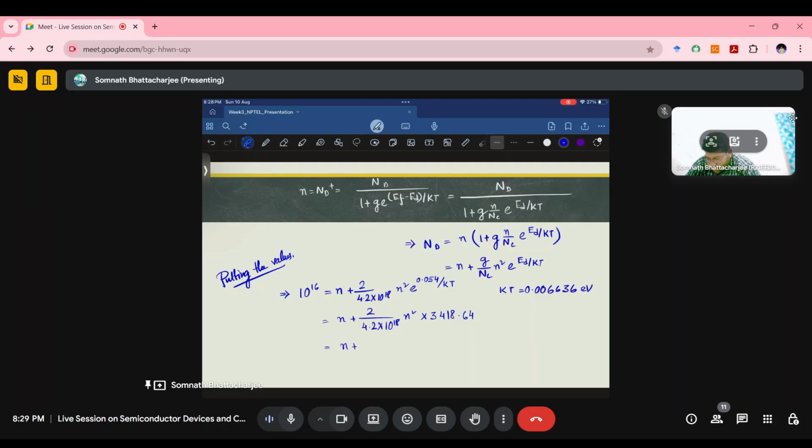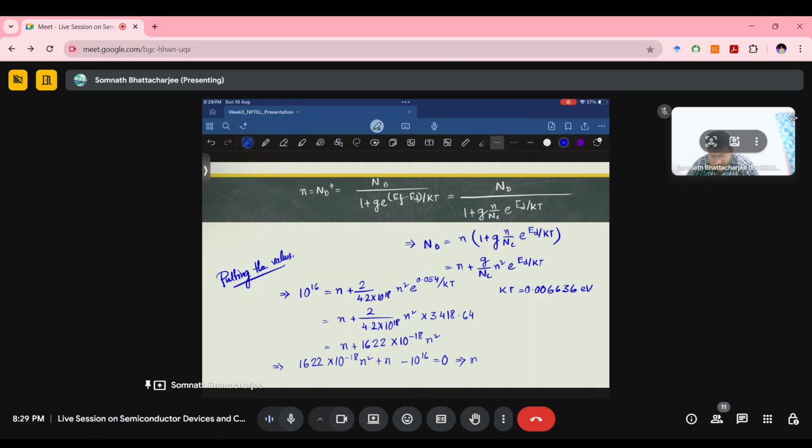Multiplied by 2 divided by 4.2, we get 1622 into 10 to the power minus 18 N square. So this is the value we have got. It looks like a quadratic equation: 1622 into 10 to the power minus 18 N squared plus N minus 10 to the power 16 equals 0.